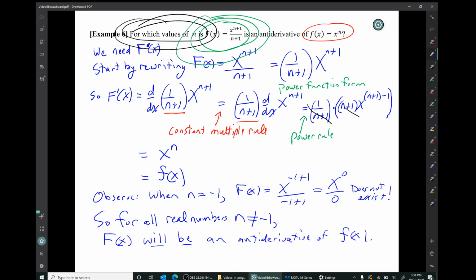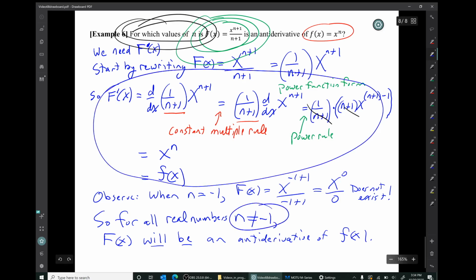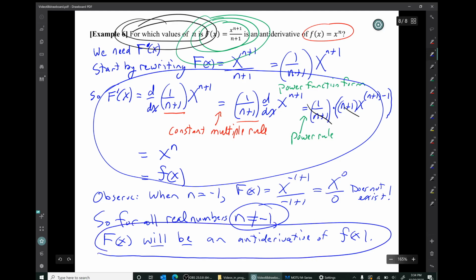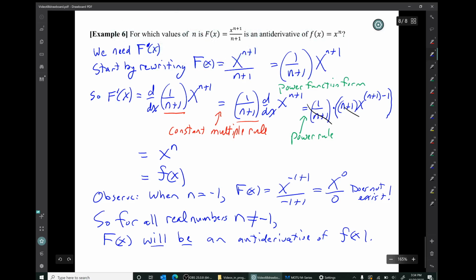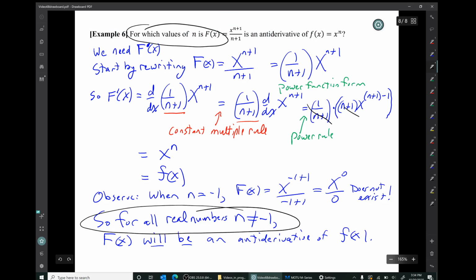So for all of the other values of n, for all real numbers n that are not equal to -1, then this big long sequence of equations tells us that capital F of x will be an antiderivative of little f. But the original question was, for which values of n? And we realize that it's for all real numbers n that are not equal to -1. Capital F of x will be an antiderivative of little f. That's the end of that example, and that's the end of the video.